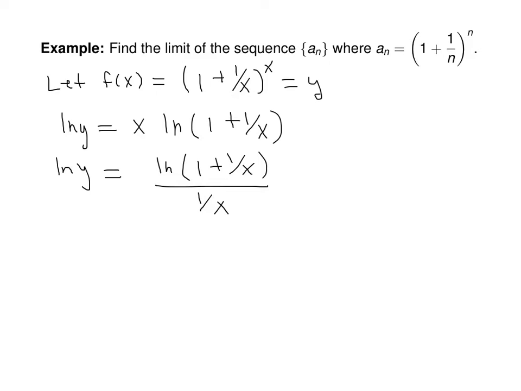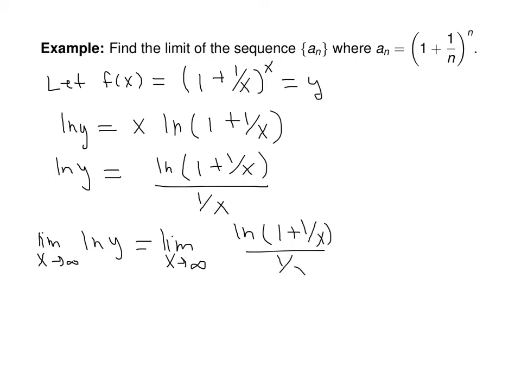And now we'll take the limit as x goes to infinity of ln y. There's a limit as x goes to infinity of ln of 1 plus 1 over x over 1 over x. And now as x goes to infinity, 1 over x goes to 0. So in the numerator we have ln of 1, which is 0. In the denominator, 1 over x goes to 0, so we can apply L'Hopital's rule.